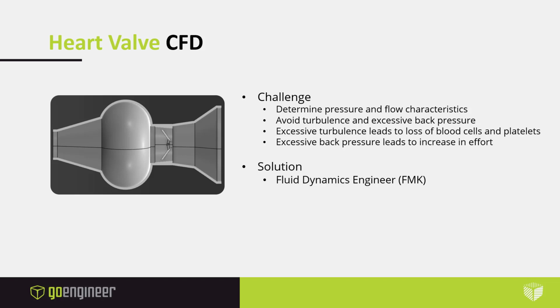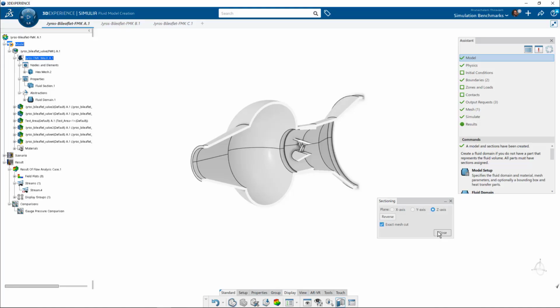The primary goal would be to determine the pressure and flow characteristics of blood through the heart valve. And what we'll be looking at is trying to avoid turbulence and excessive back pressure. Excessive turbulence essentially leads to killing blood cells and platelets, which isn't great. And excessive back pressure, or excessive pressure required to push the blood through the heart valve, would only mean that the heart has to put in that much more effort to transport the blood across it. So in order to tackle these challenges, we've used the fluid dynamics engineer role, which is the CFD role on the 3DEXPERIENCE platform. So let's take a look.